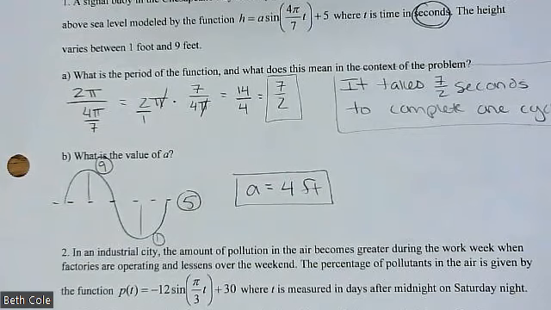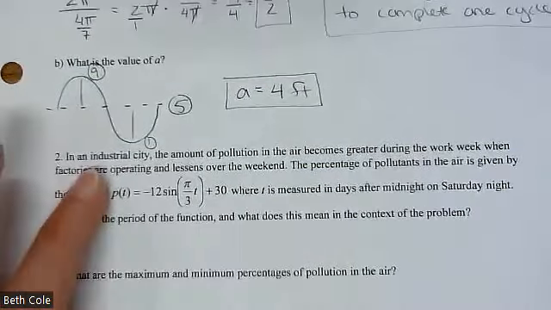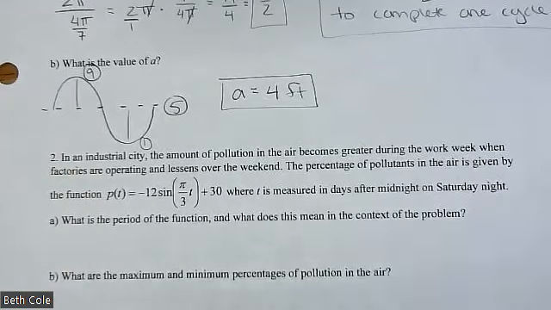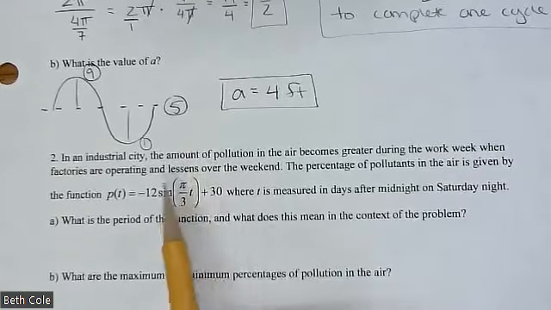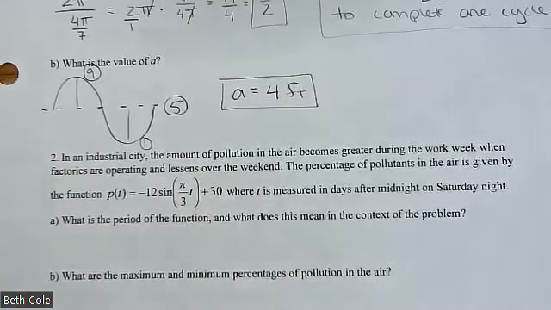Let's try another one. In a city, the amount of pollution in the air is greater during the work week, when factories are there and people are there and they're using electricity and doing things. And then it lessens over the weekend when everyone goes home. Does this make sense? Well, when you go to the city and everything's happening and people are there, you're using more things and creating more pollution. And then when people go away, there's less pollution.